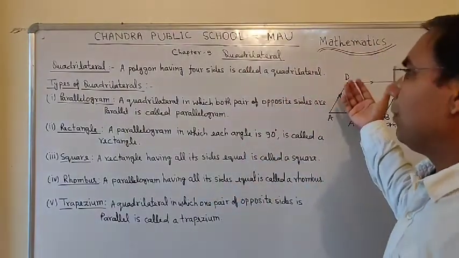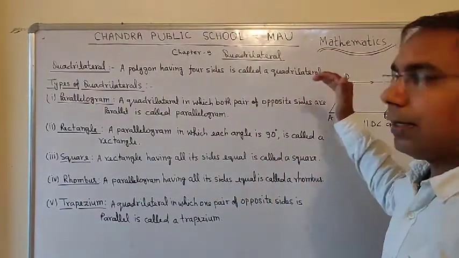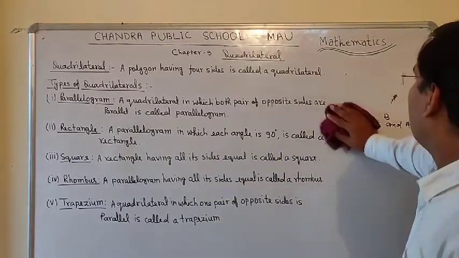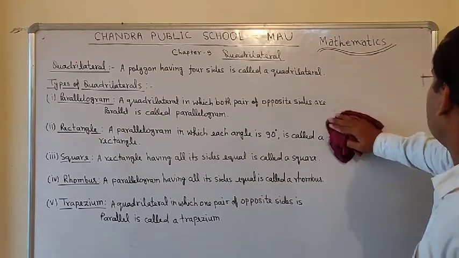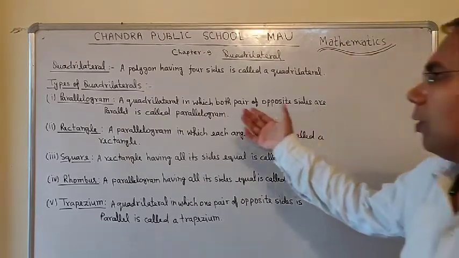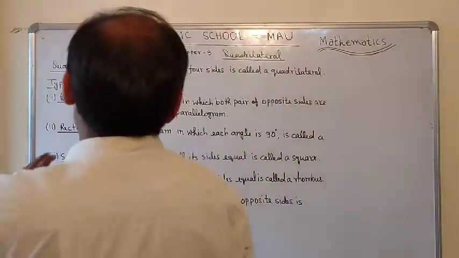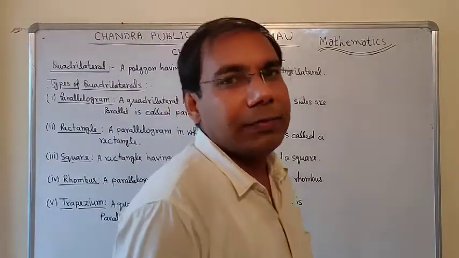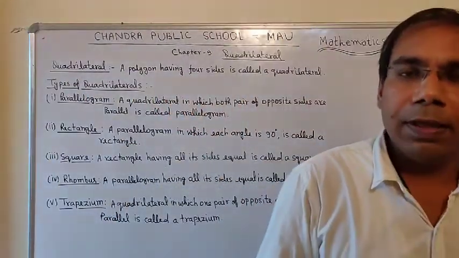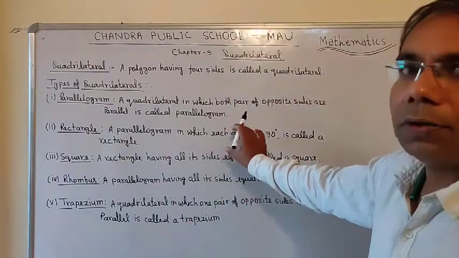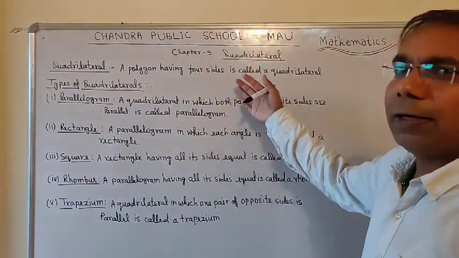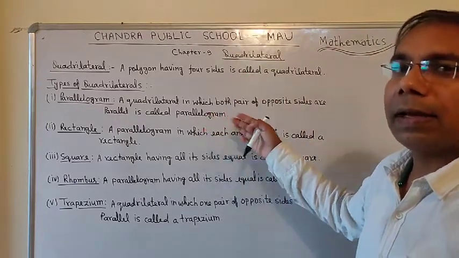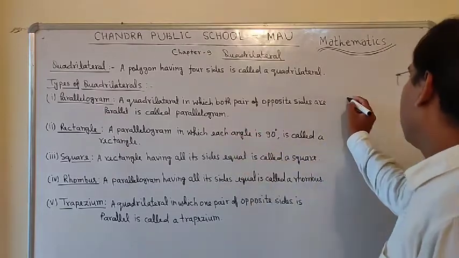The parallelogram is also a quadrilateral, so it will have 4 sides, 4 angles, 2 diagonals. All the properties that are followed by a quadrilateral will also be followed by the parallelogram. Now the rectangle. What is the rectangle? A rectangle is a parallelogram in which each angle is 90 degrees. It means a rectangle is also a parallelogram. What is the property of the parallelogram? In a parallelogram both pairs of opposite sides are parallel, so in the rectangle also both pairs of opposite sides will be parallel.